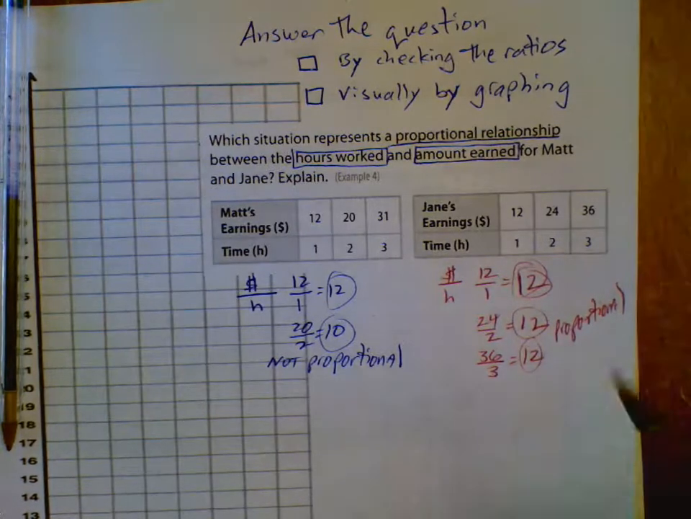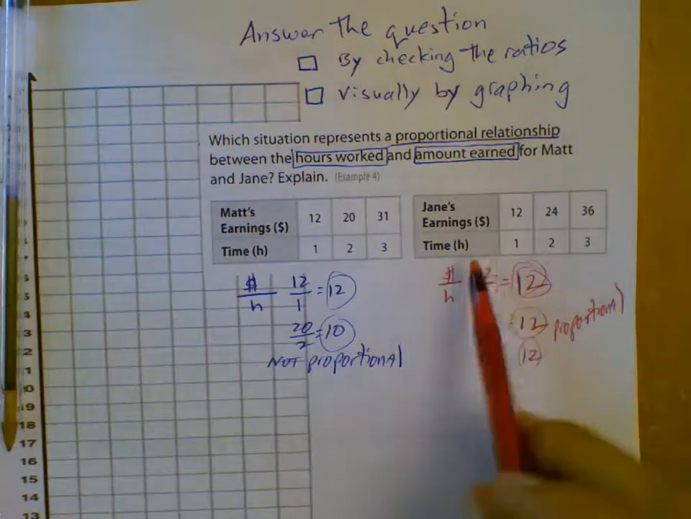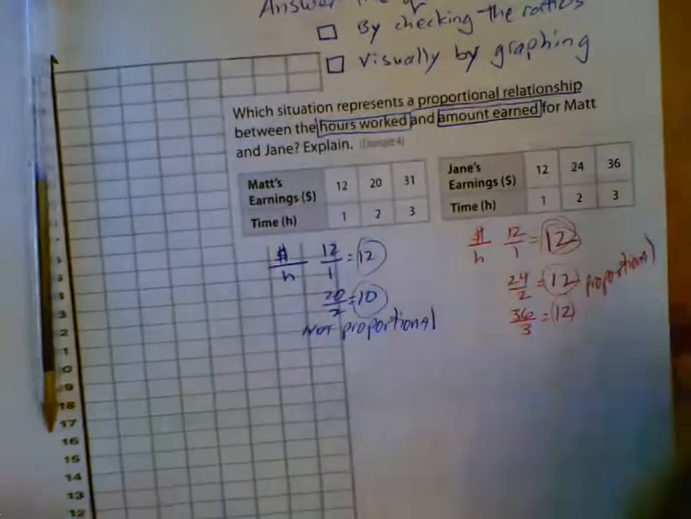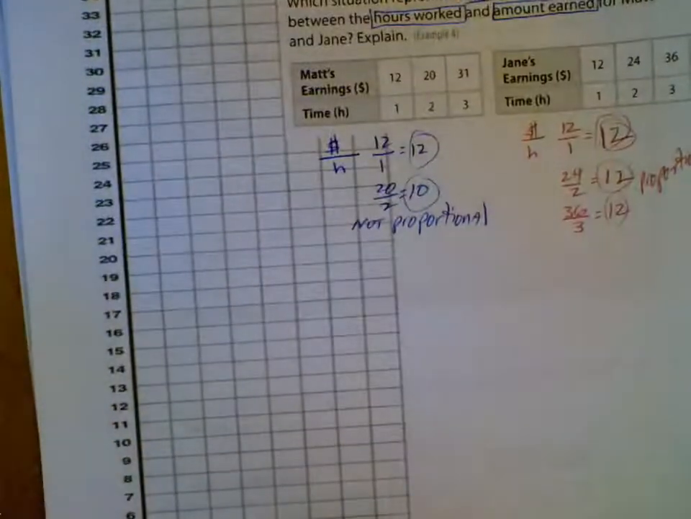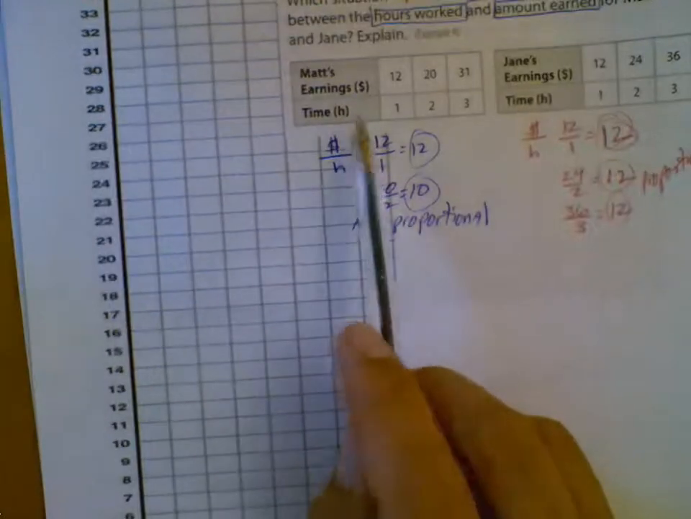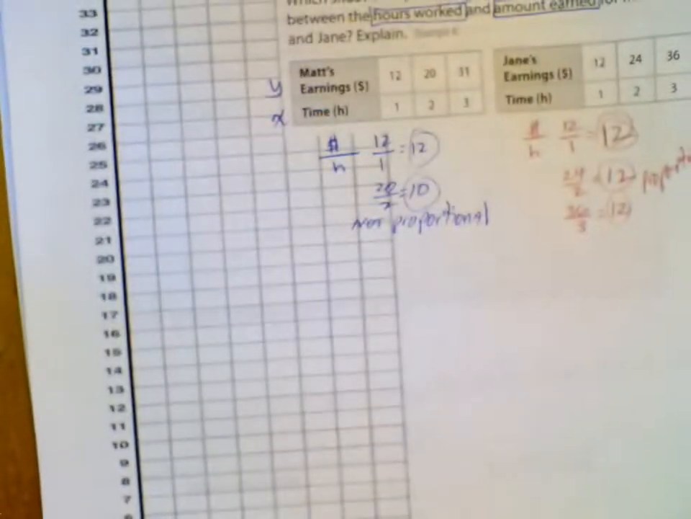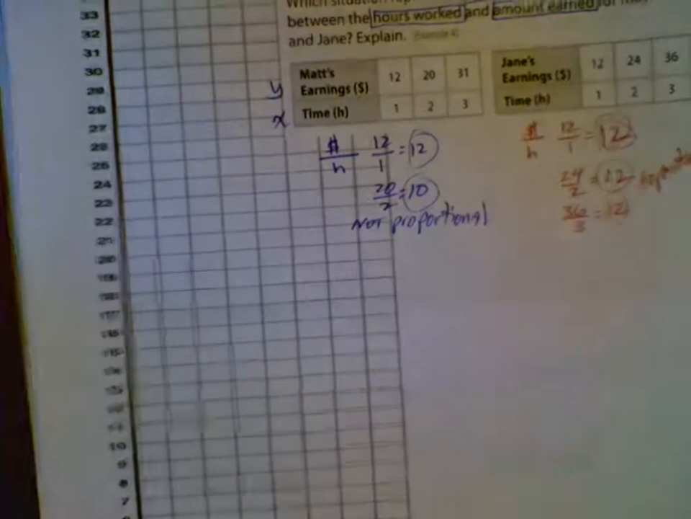Okay, that's great. So I can see that Jane's is proportional and Matt's not. Well, what does that look like visually? So let's graph. Time is almost always on the x-axis. So I'm going to let this be x. I'm going to let this be y. And let's go ahead and label these things. Sorry, this thing's going in and out of focus. Technology is what it is.